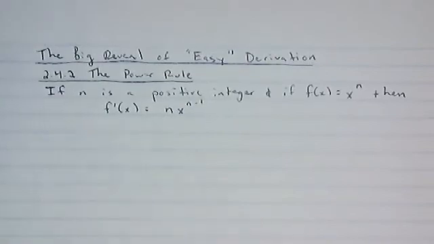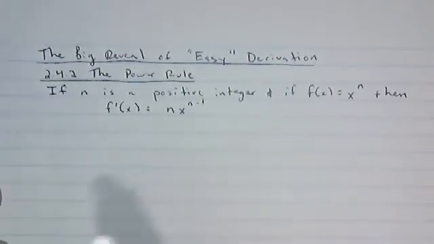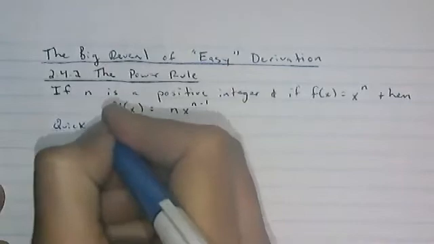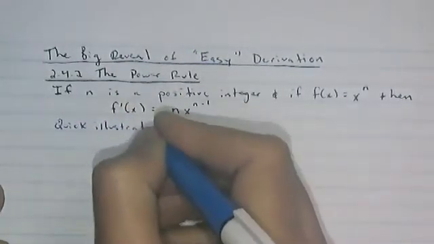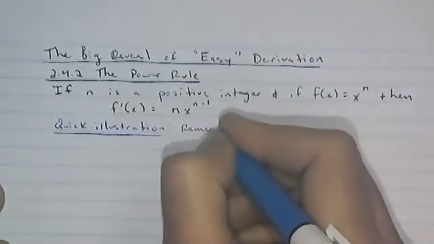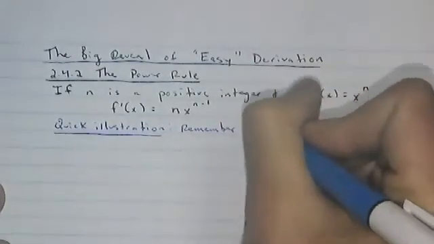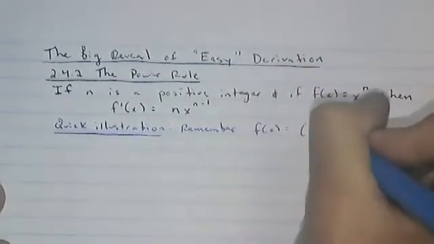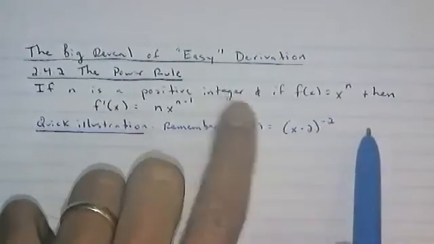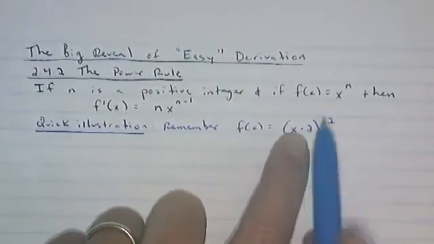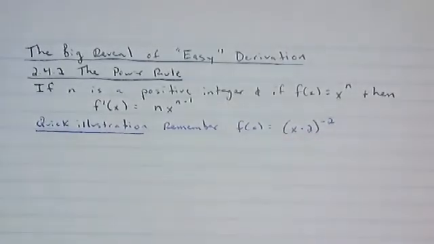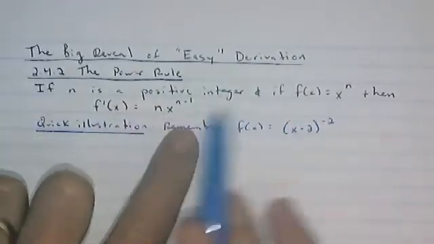And so just to do a quick illustration of how beautiful this is, before we prove this, because we will prove this, because this is pretty important. Remember, f of x equal to x minus 2 to the negative 2. And I'm breaking all kinds of rules here because this is not a positive integer, but it's still going to work. And technically, there's a situation we would have to address that this is a composite function in here. But just bear with me, just to give you an illustration of how easy this is.